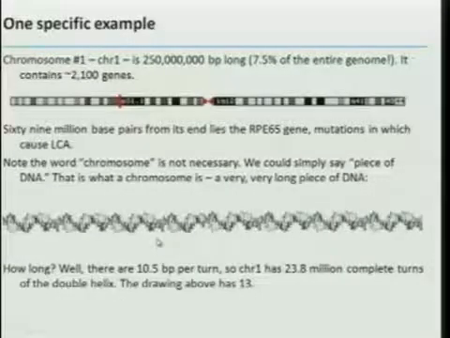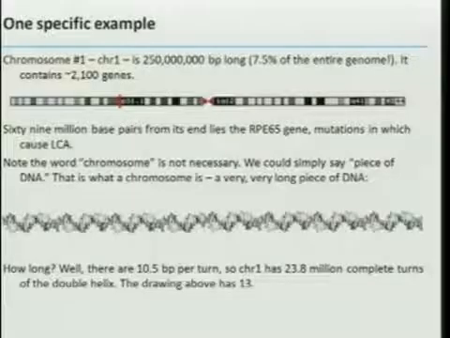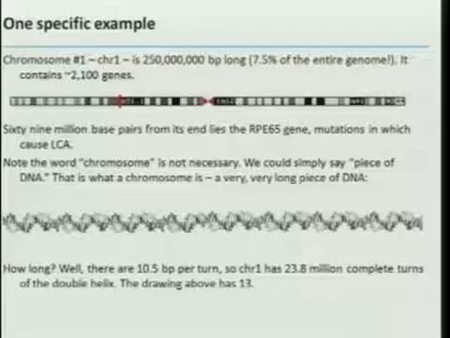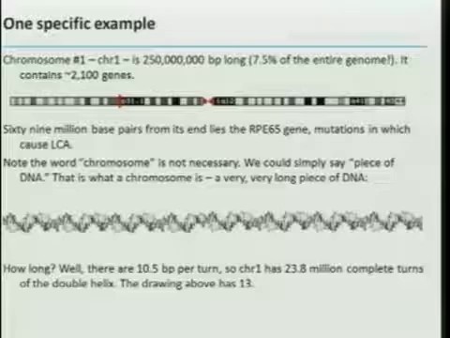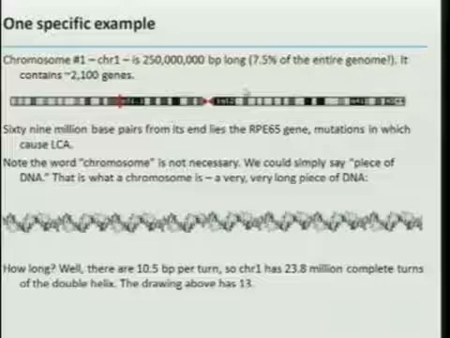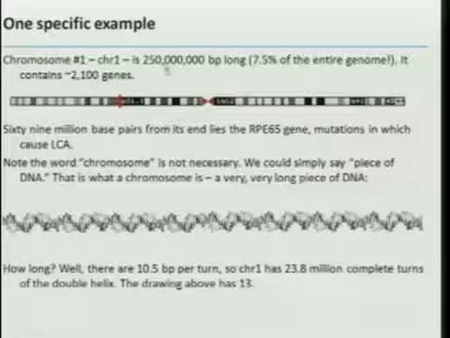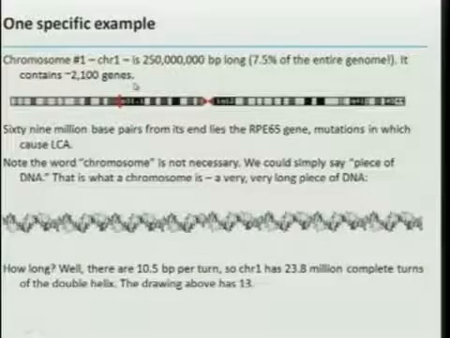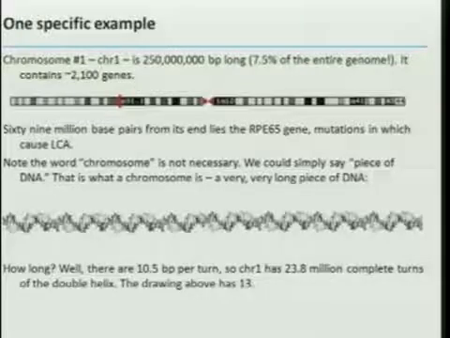I need to give you a specific example because I don't want this to be disconnected from what I talked to you about earlier. You will remember the boy who was cured of his blindness by injection of a piece of DNA that rescued his retina from degeneration. The mutant gene that he carries actually lies on chromosome 1. Human chromosome 1 is 250 million base pairs long. It's 7% of the entire genome. It contains, depending on how you count and whom you ask, 2,100 genes.